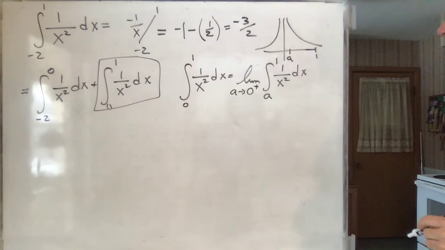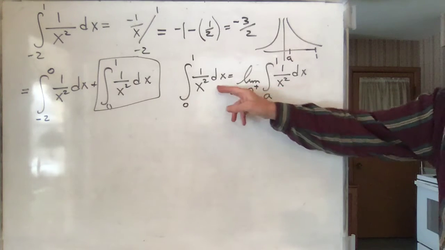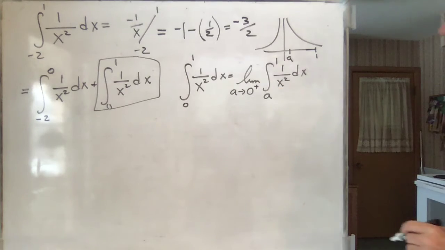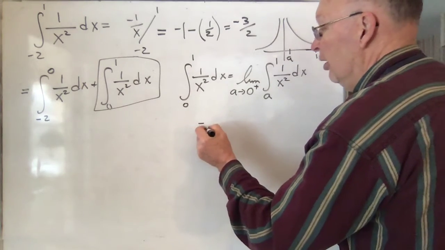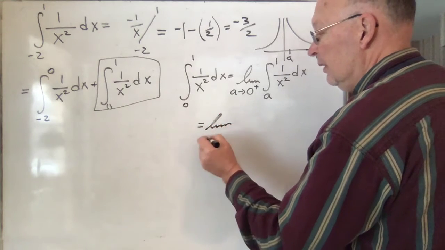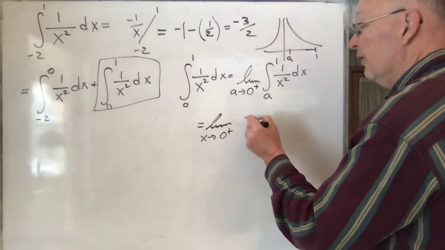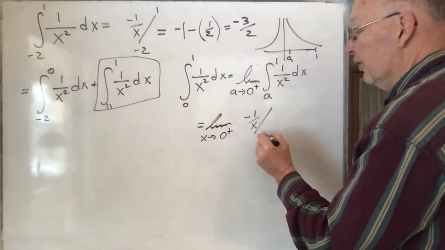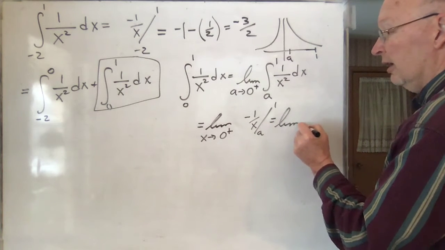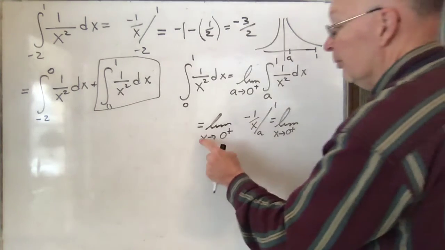Same sort of thing we did before. We define it in terms of two things that we already know. We know how to do this integral, and we know how to take limits. So let's see what happens if we do that. First of all, let's write the limit as a goes to 0 from the right. The antiderivative is -1 over x from a to 1. That's going to be the limit as a approaches 0.